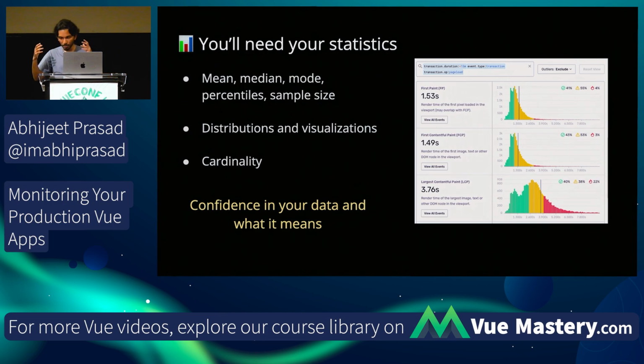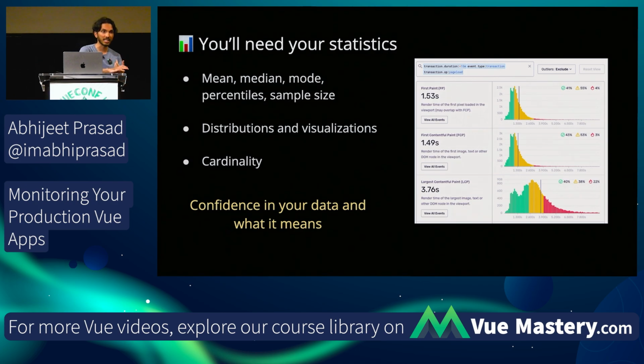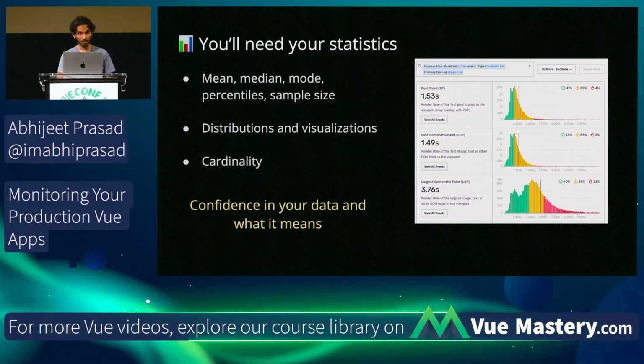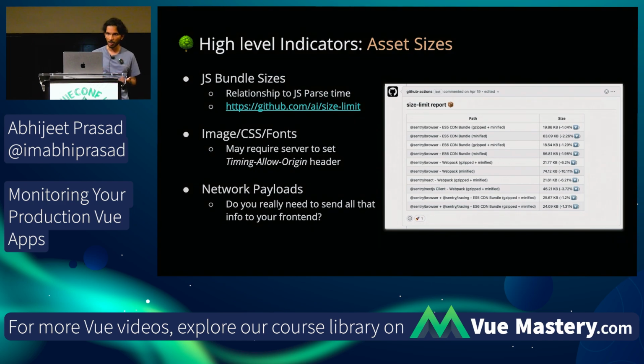In short though, brushing up on your statistics and learning some visualizations just gives you confidence in your data and what it means. But it's not totally required. As long as you honestly just understand mean, median, mode, and percentiles, you're good to go to start monitoring your apps in production. So let's walk through some of these high-level indicators and how you can start measuring them.